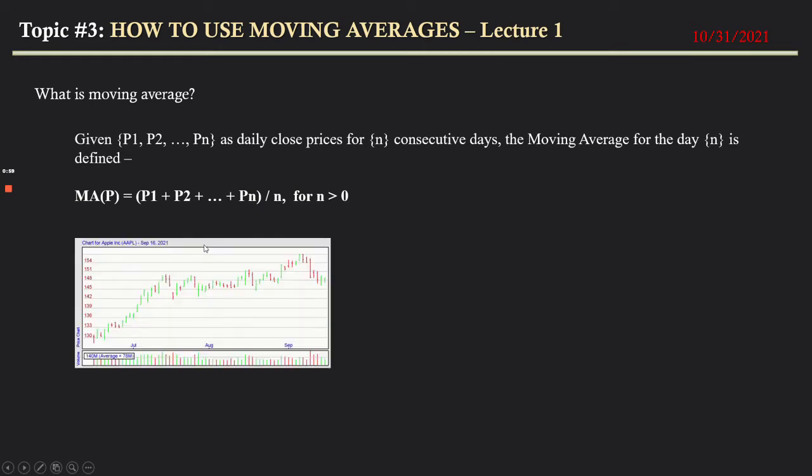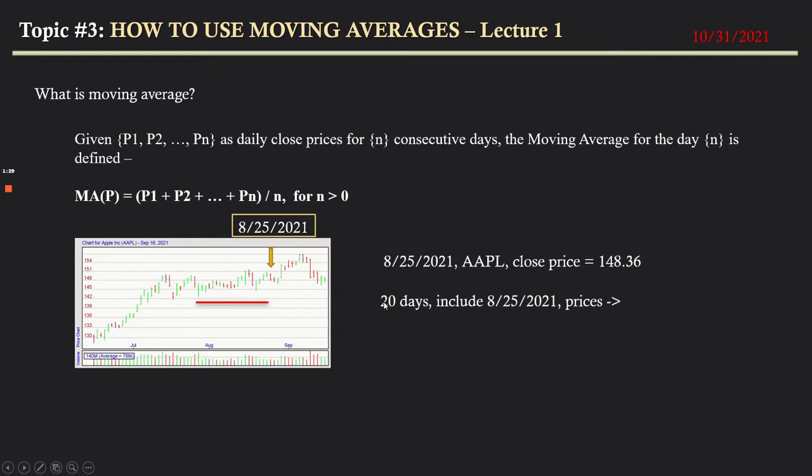Let me give you an example. Look at this chart of Apple, September 16th, 2021. Suppose we pick one day. Here is one day, August 25th, 2021, and then the range before this day. Suppose we pick a 20 days moving average. So we pick 20 days here.